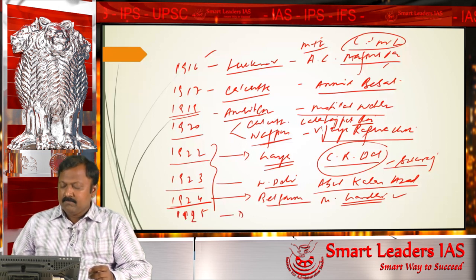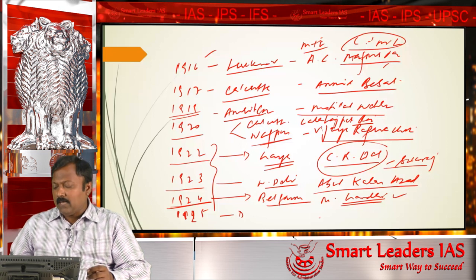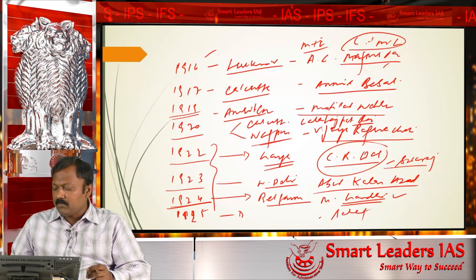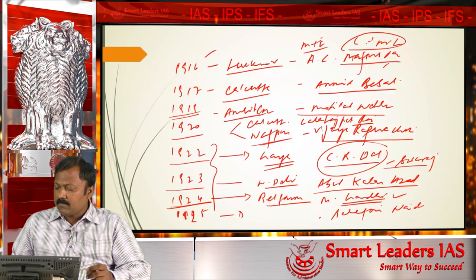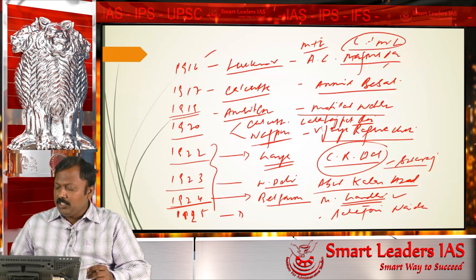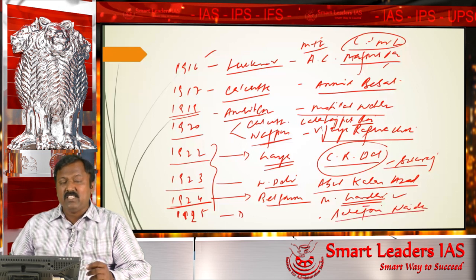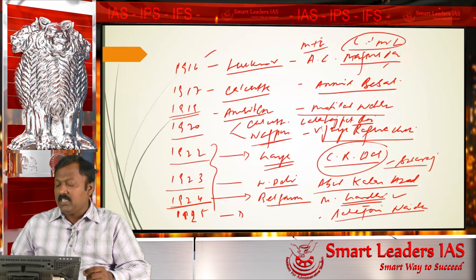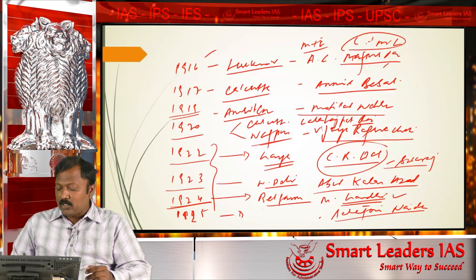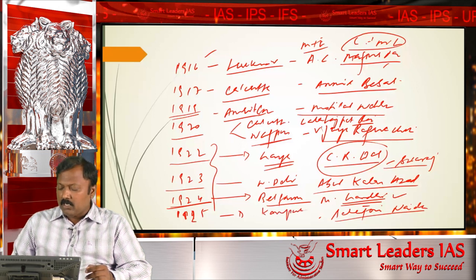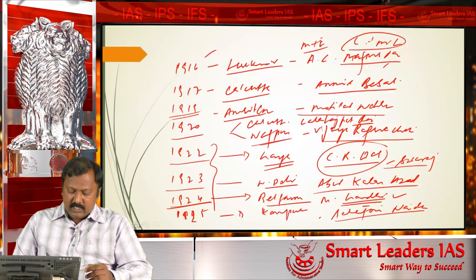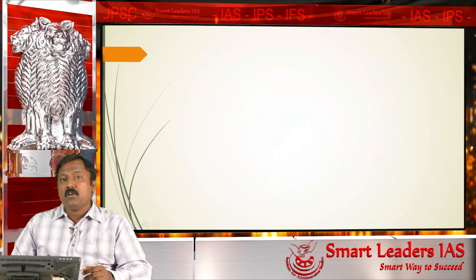In 1925, the president of the Indian National Congress happens to be Sarojini Naidu. Sarojini Naidu is the first Indian woman to become the president of INC, and on the insistence of Gandhi, she becomes the president in a place which is called Kanpur in 1925.